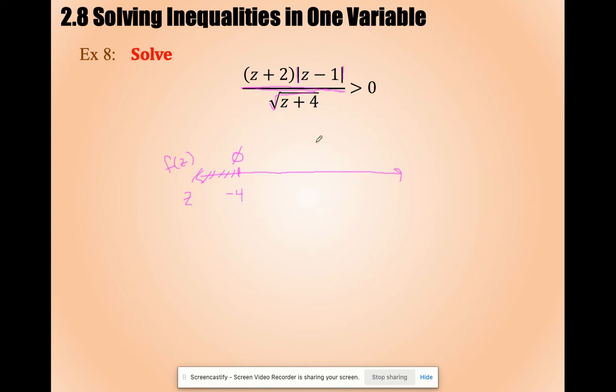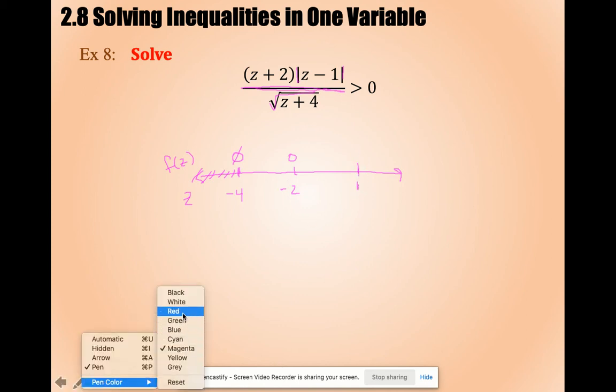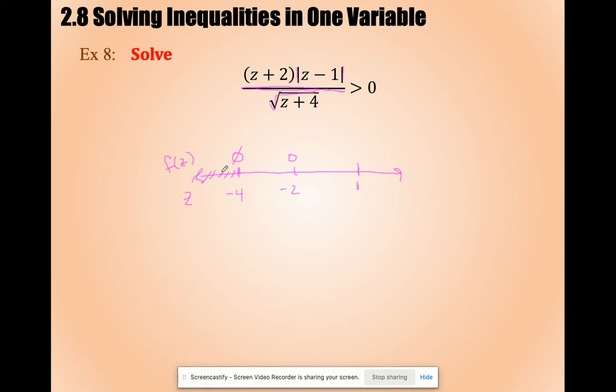Okay, all right. I have taken care of the denominator. What makes the numerator equal to 0? Certainly -2 creates 0. And what else? Yeah, 1, right? Because 1 minus 1 is 0. Absolute value of 0 is 0. And now pick values and test. I don't have to test anything on the undefined part of the number line. So pick a number in between here, here, and here.